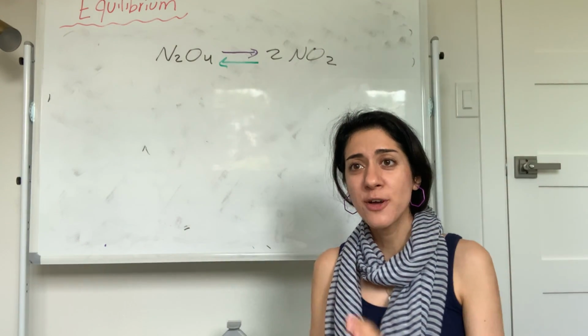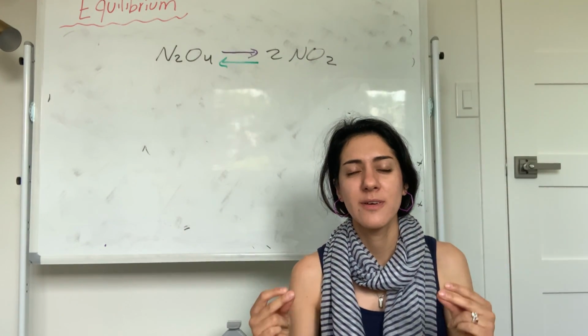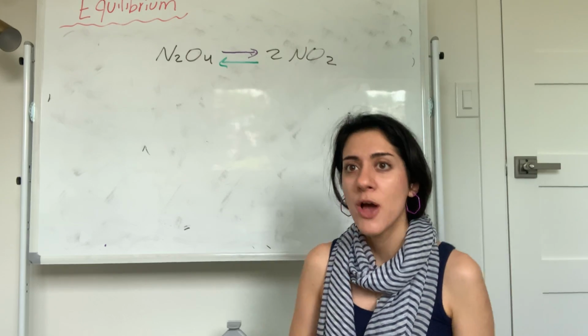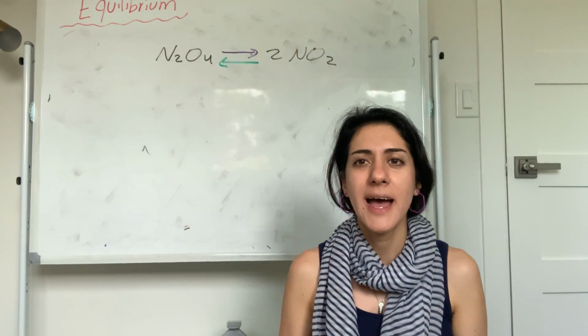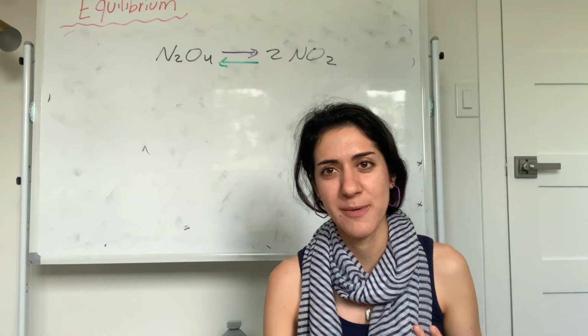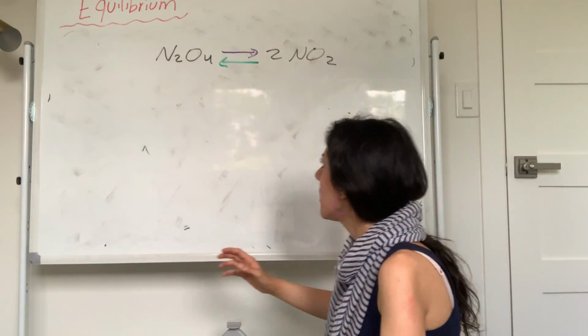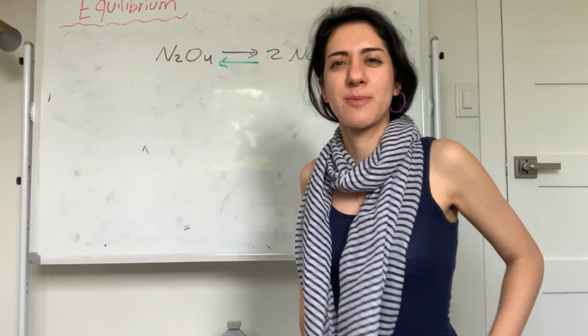Alright class, so we started talking about equilibrium. To summarize what we talked about last time, some reactions never go to completion. Then at some point, they reach equilibrium. Now what does that mean again? So I put an example up to explain it one more time.